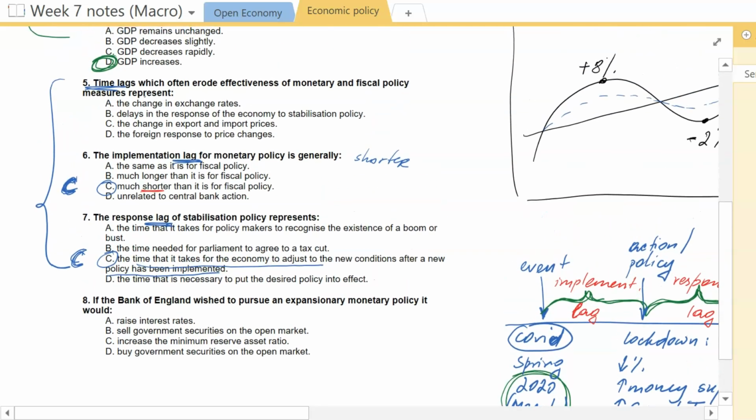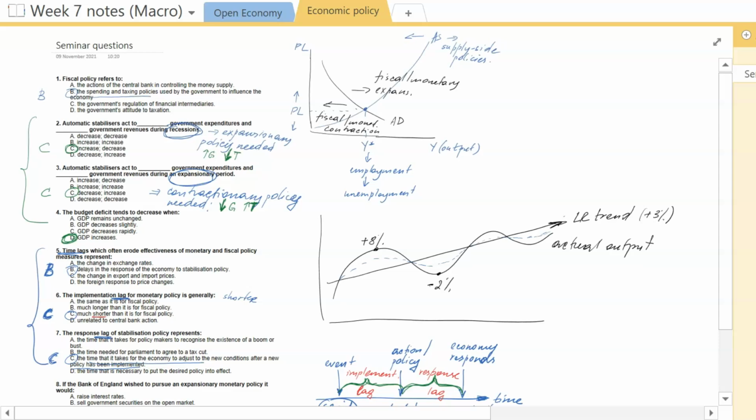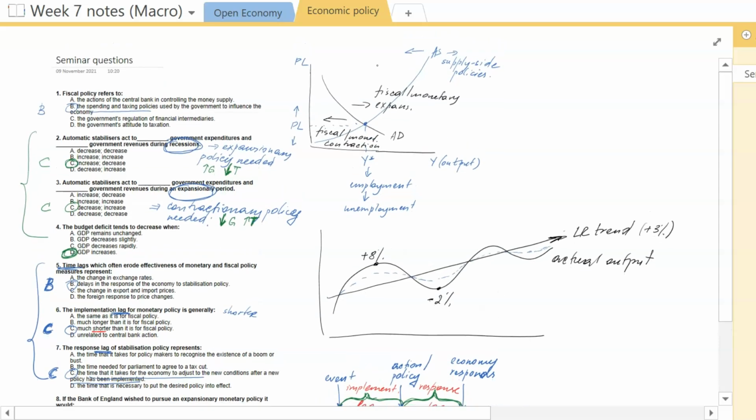Question 5, time lags. Time lags which erode the effectiveness of monetary and fiscal policy represent delays in the response to what we do. So time lags are an issue with economic policy. They don't work immediately. Time is needed. For example, we reduce interest rate. Why do we do this? We want to encourage borrowing. We want to support consumption and investment levels in the economy so that aggregate demand will be higher, which will shift the aggregate demand curve upwards, which will boost our output.